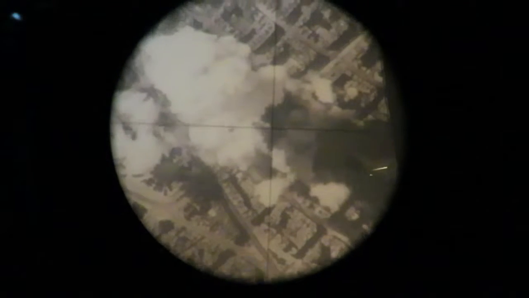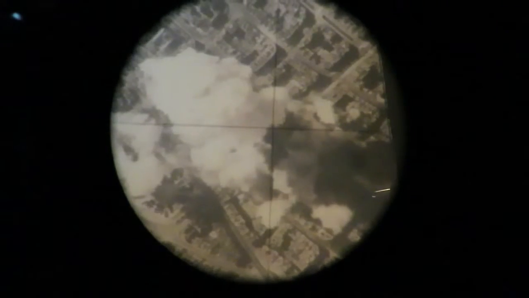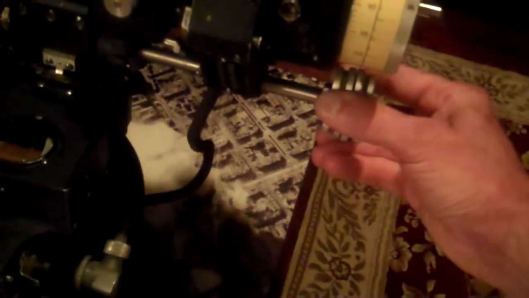The search knob here is used to locate the target. The turn and drift knobs are used to establish the drift correction to counteract crosswind.